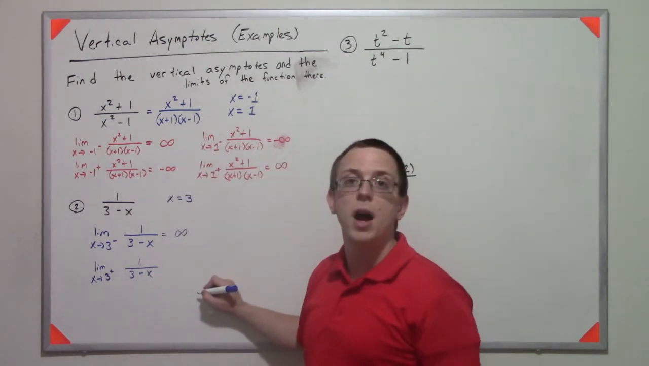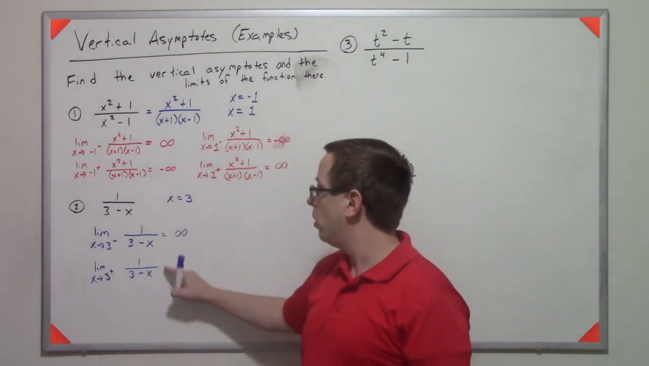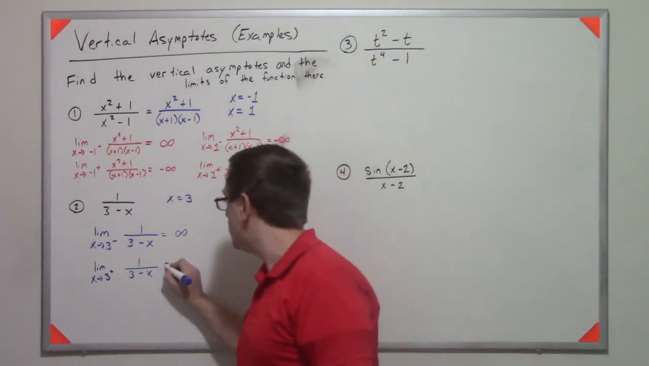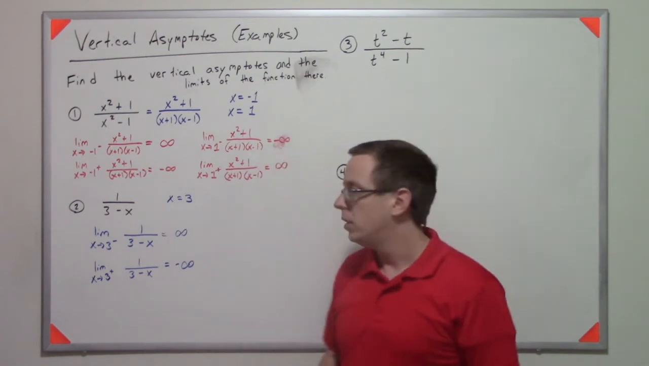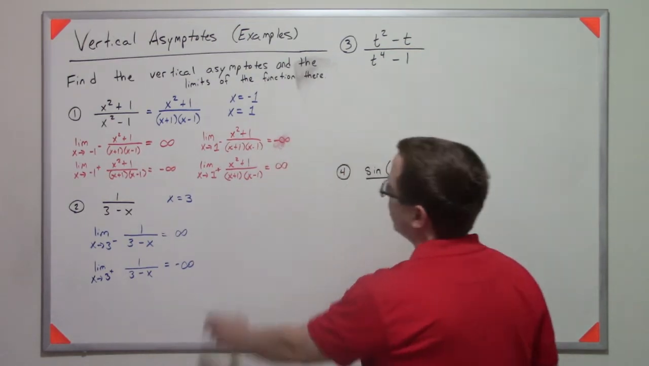Similarly, if we do it from the right, let's pick like 4. 3 minus 4 is negative, so this is negative infinity. Let's keep on rolling.